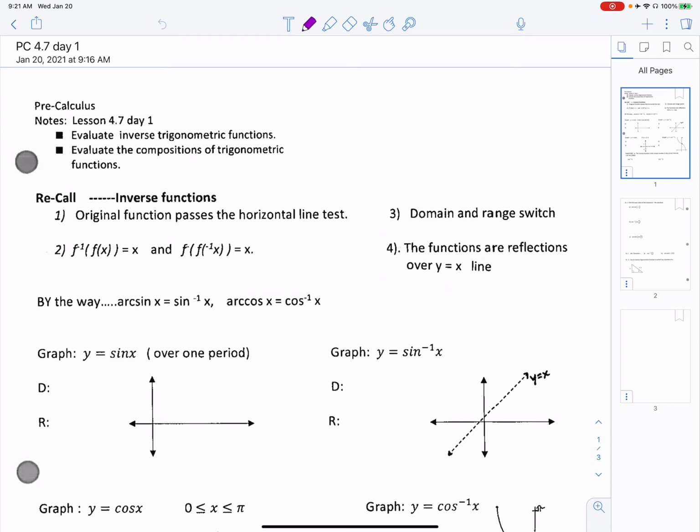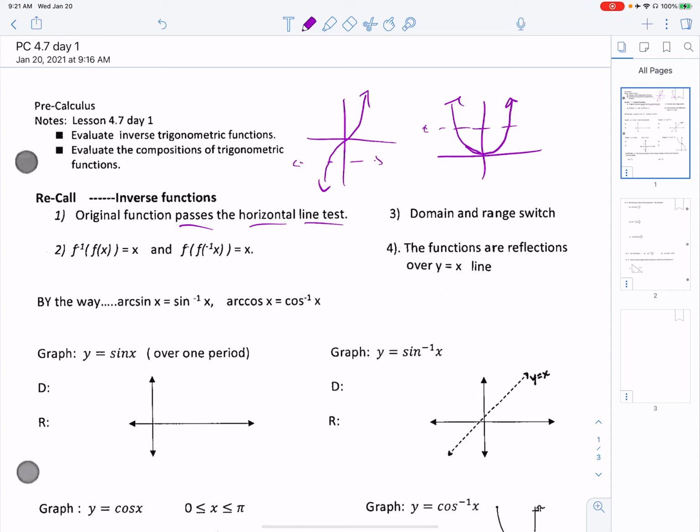If you have an inverse function, you only have that if your original function passes the horizontal line test. For example, if you had y equals x cubed, this function passes the horizontal line test. It only hits a horizontal line once, so its inverse is a function. However, if you have just y equals x squared, it is a function, but it does not pass the horizontal line test. So without restricting the domain, its inverse is not a function. To have an inverse, the original function has to pass the horizontal line test.